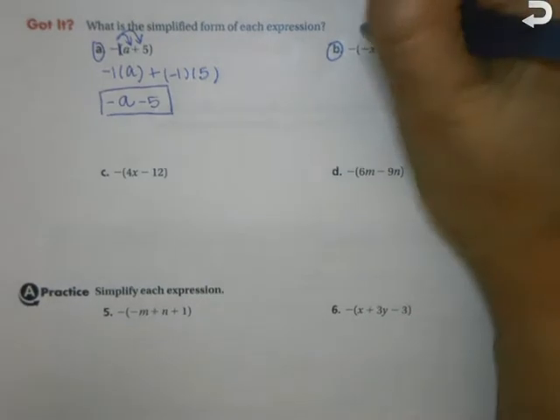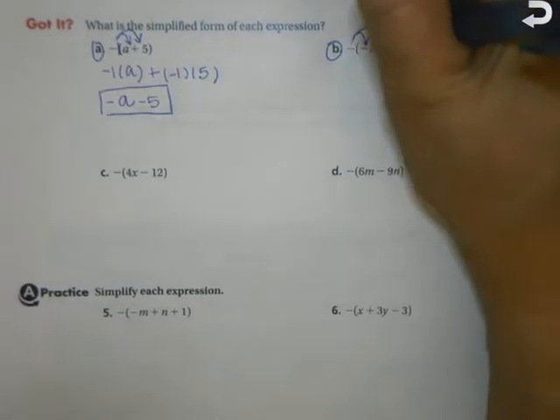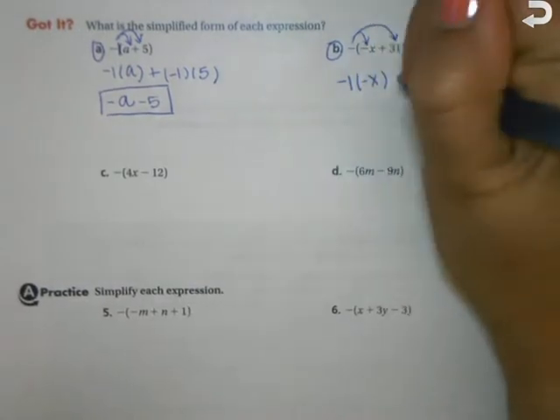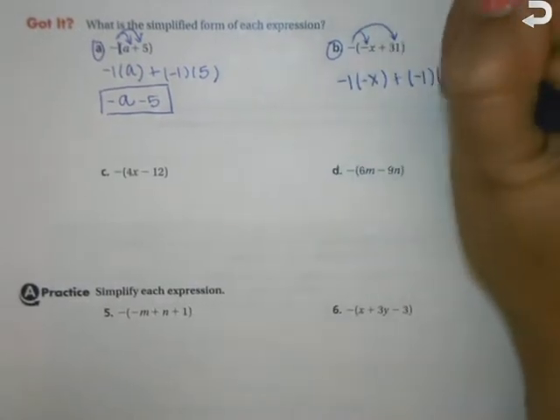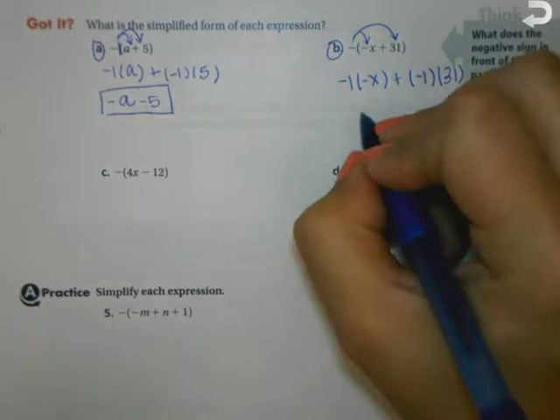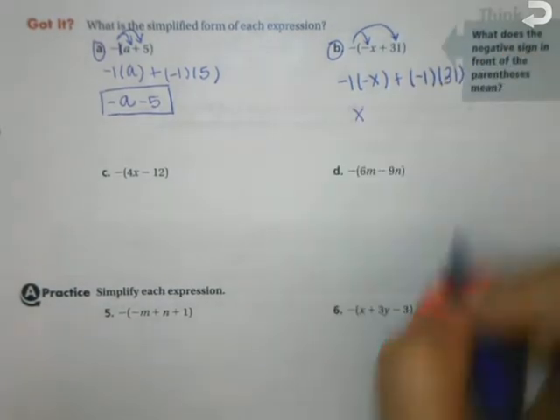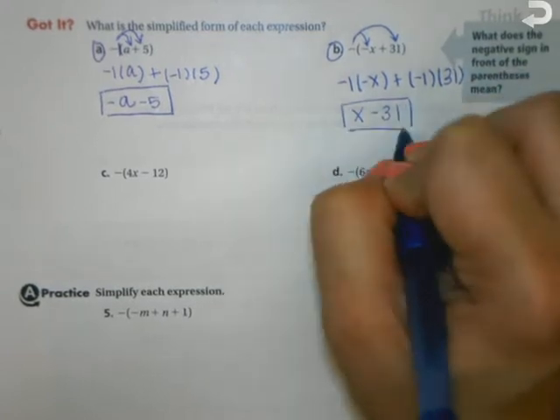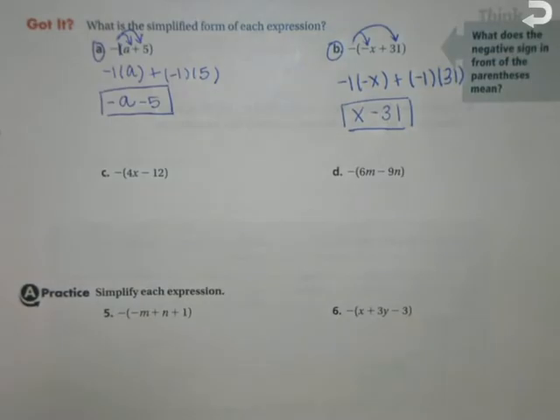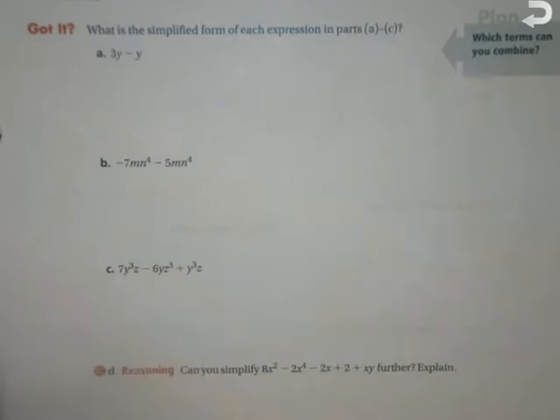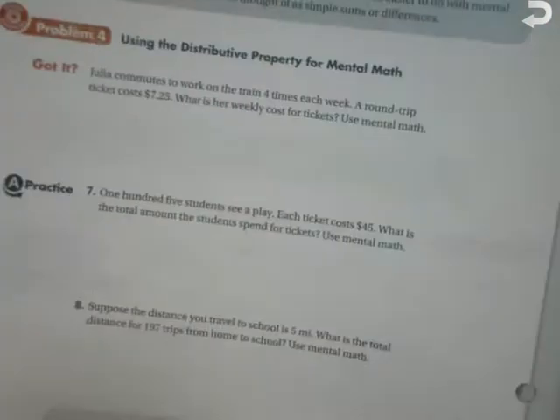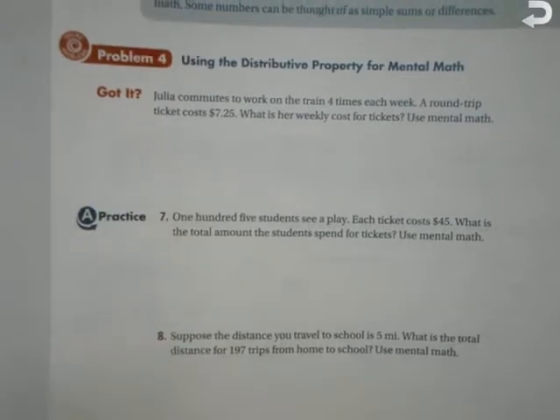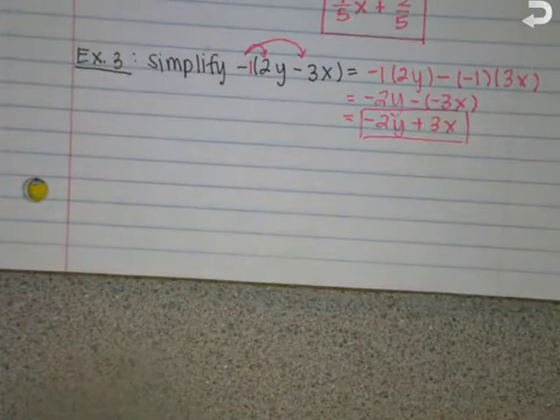Same thing for part B. So we distribute. And that's going to be negative 1 times negative x plus negative 1 times 31. And that should give you an answer of positive x minus 31. How many of you got that one correct? Fabulous. In your textbook, turn the page really quick. The next one is using mental math with distributive property. I'm going to skip that, and we're going to go straight into problem 5, combining like terms.